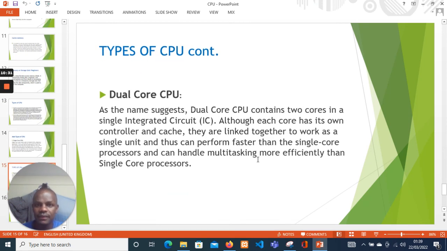Then the next type is the dual-core CPU. As the name suggests, the dual-core contains 2 cores in a single integrated circuit, or IC. Although each core has its own controller and cache, they are linked together to work as a single unit and thus can perform faster than a single core processor and can handle multitasking more efficiently than single core processors. So this one is the advantage of the dual core over the single core processors.